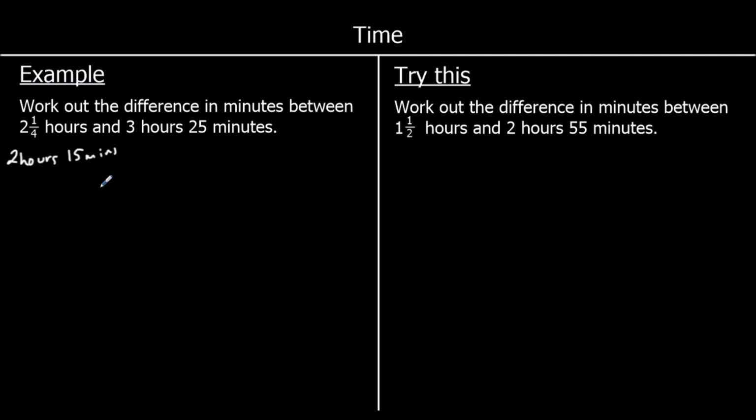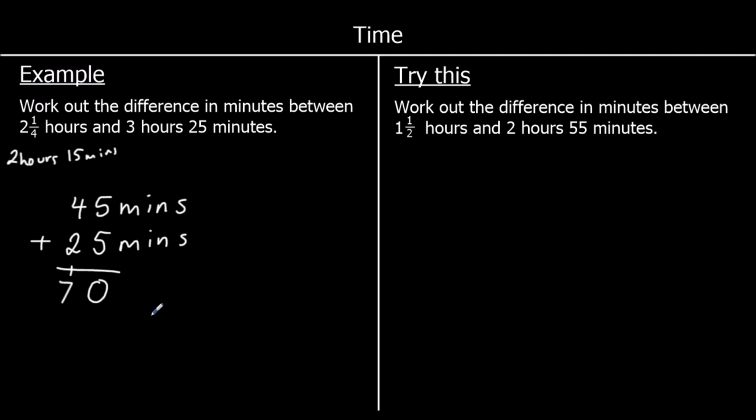So 2 hours 15 minutes to get to 3 hours. How many more minutes do we need? We need 45 minutes to get to 3 hours. And then from 3 hours to 3 hours 25 is another 25 minutes. So we need 45 minutes plus 25 minutes. So 5 plus 5 is 10. So we put 0 in the ones, carry over the 1. 4 plus 2 plus 1 is 7. So that is 70 minutes.